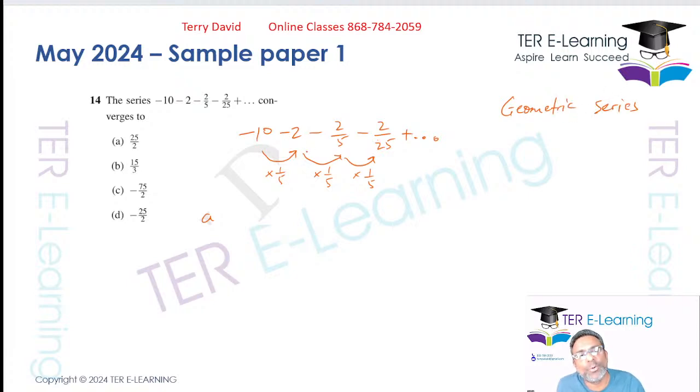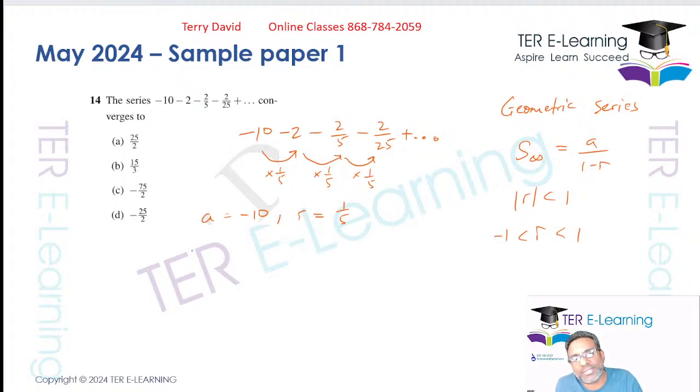We know a geometric series will converge, and the sum to infinity is given by a over 1 minus r, but a geometric series only converges when the modulus of r is less than 1. That means r has to be greater than minus 1 but less than 1, so it's a fraction. So a in this case is minus 10, and your common ratio r is 1/5.